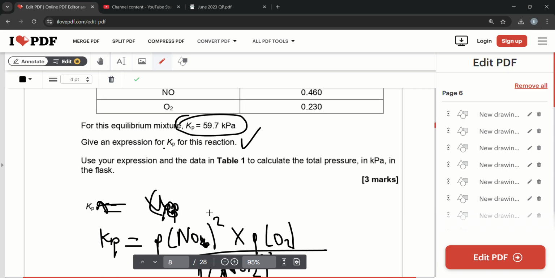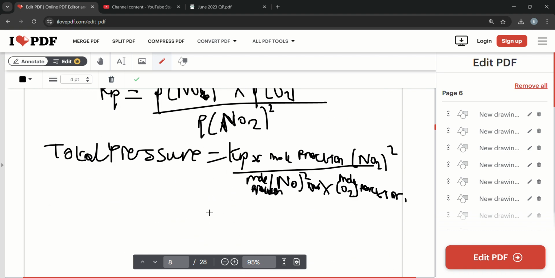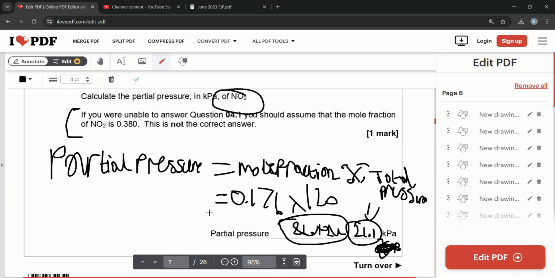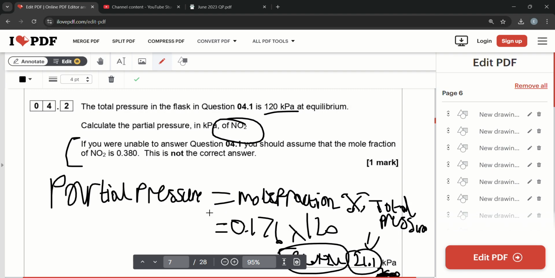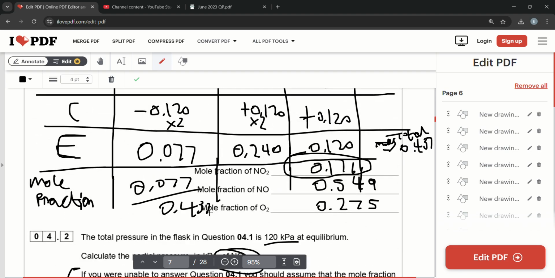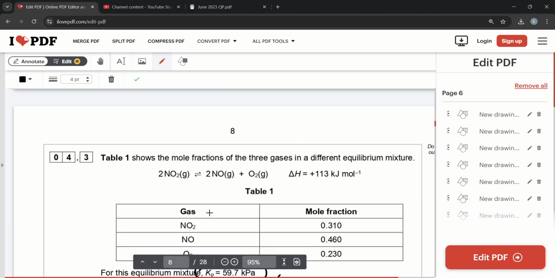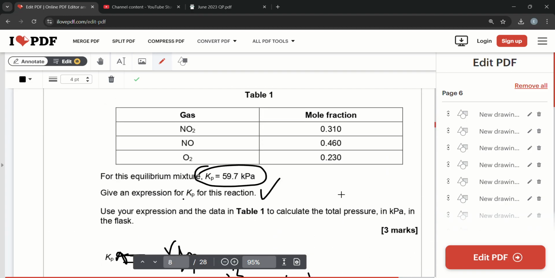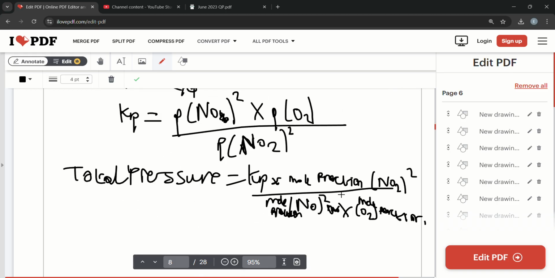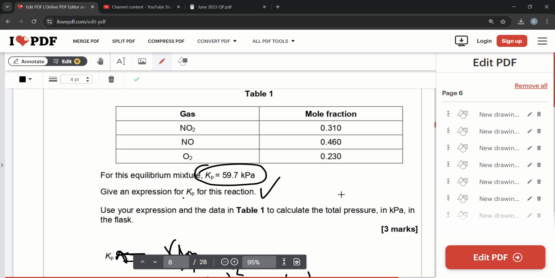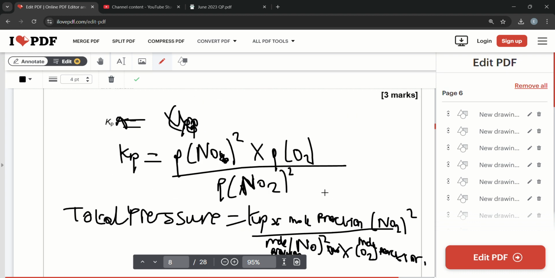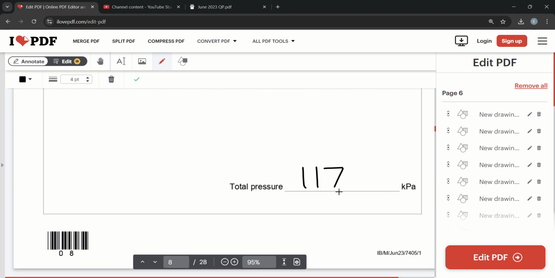So Kp is 59.7 times by mole fraction of NO2 squared. Actually, no, we're not going to use that. We're going to use these values. This is a separate one. So 0.310 squared over mole fraction of NO squared, 0.460 squared times by 0.230, and we get 118 or 117.9. Yeah, 117.9 kilopascals.